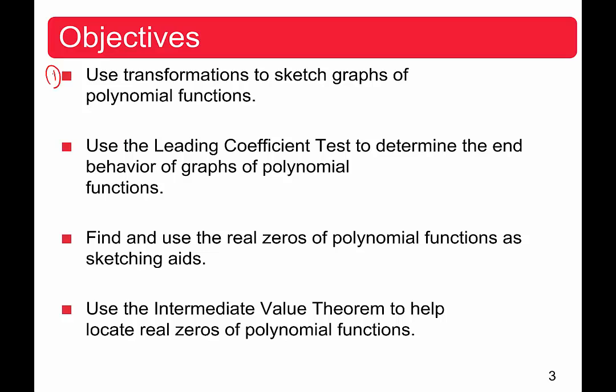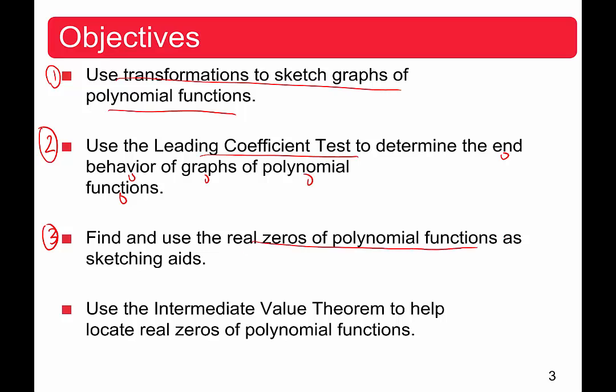First of all, we'll learn how to use transformations to sketch the graph of a polynomial function. Secondly, we'll learn how to use the leading coefficient test to determine the end behavior of the graphs of polynomial functions. We'll learn how to find and use the real zeros of polynomial functions as sketching aids. Lastly, we're going to use the intermediate value theorem to help locate real zeros of polynomial functions.